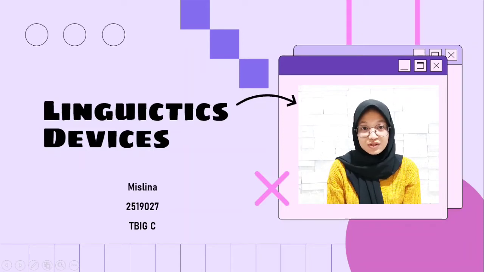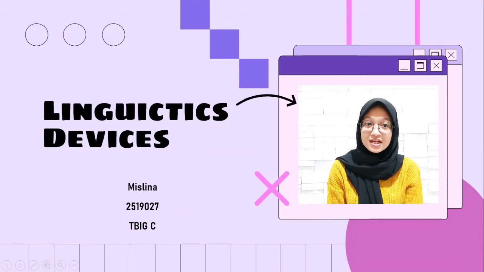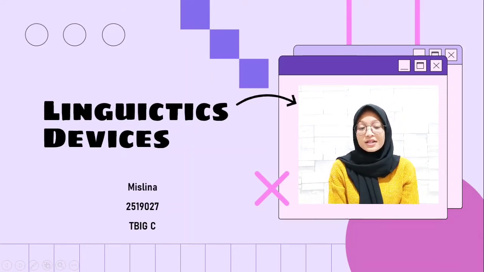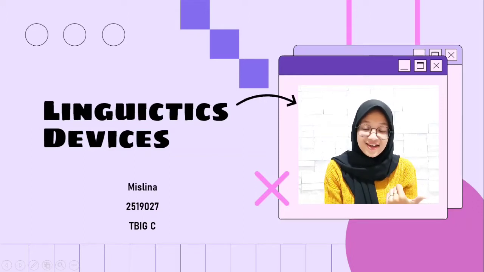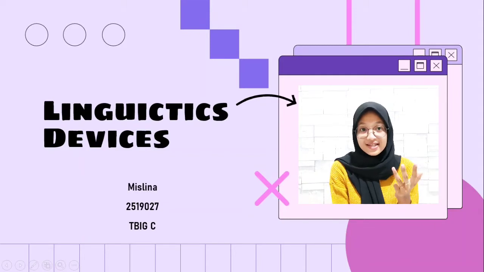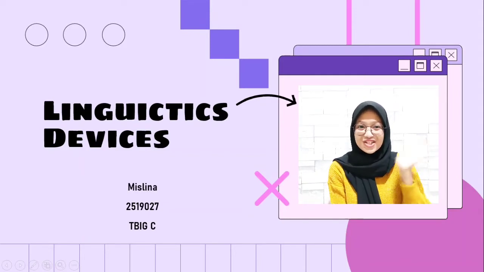I'm from class Multimodal Listening and Speaking C, and now I will explain to you about linguistic devices. There are 5 points that I will explain. It's about the definition of linguistic devices, figurative devices, literary devices, sound devices, and the last is about the use of linguistic devices. Okay, happy watching!